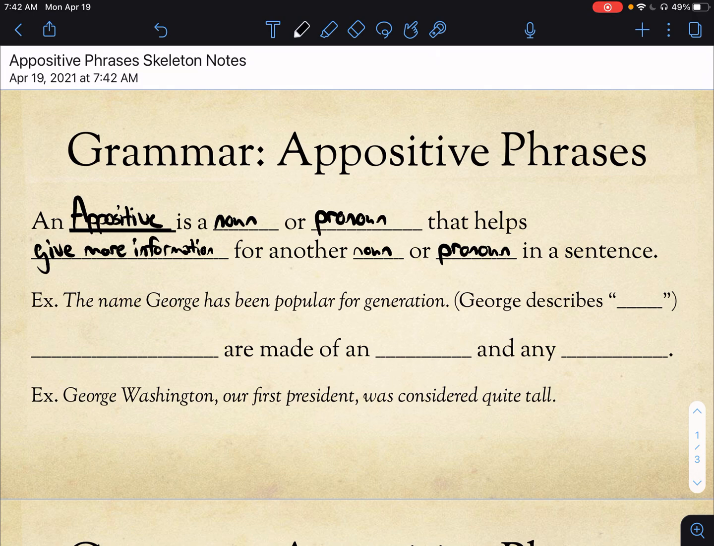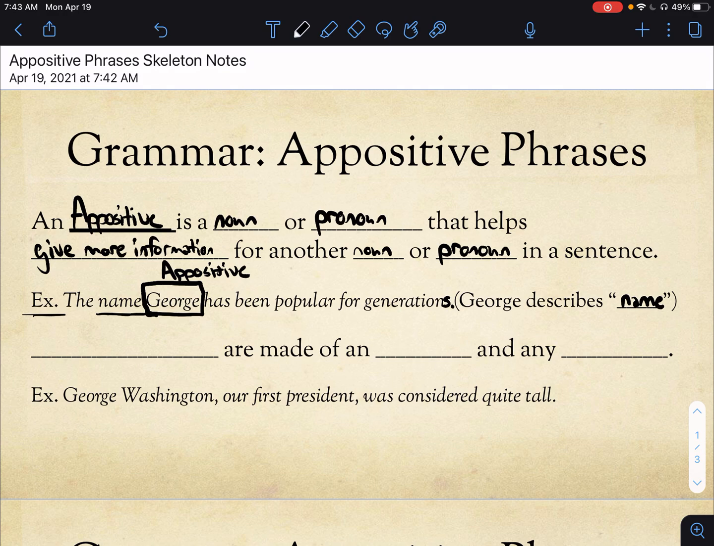But here, if you go to this example over here, the name George has been popular for generations. Now, there should be an S in there. See, even English teachers make mistakes. So if we have a noun like name, and then we have a noun right after it giving more information about specifically which name, that's our appositive right there. The name George has been popular for generations.